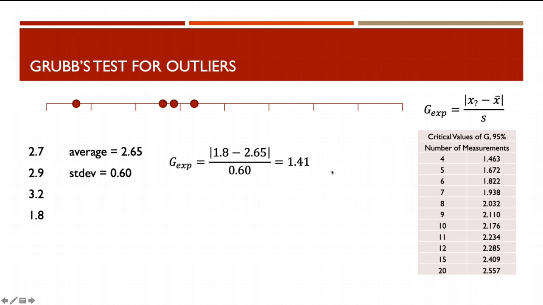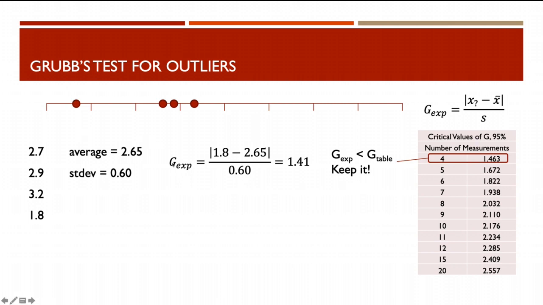We need to compare that to the table value. The table of g-values that we would give you are based on a 95% confidence interval, and you need to find the g-table value according to the number of measurements that you've collected. So for 4 measurements, we're comparing our experimental value to 1.463. In this case, our experimental value is less than the table value, so we need to keep that data point. It is not an outlier.